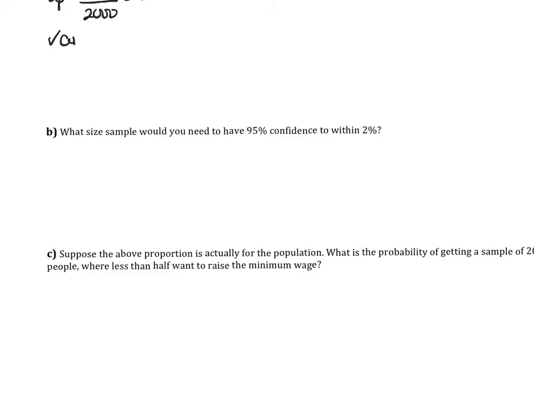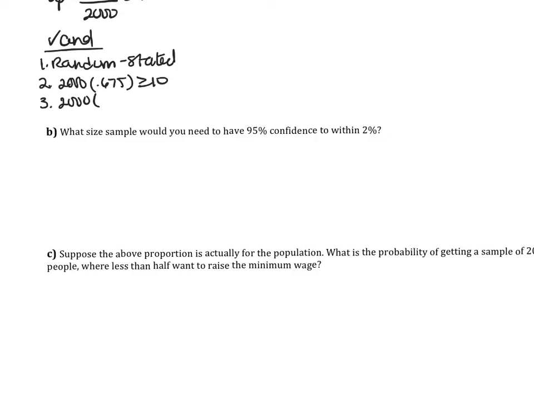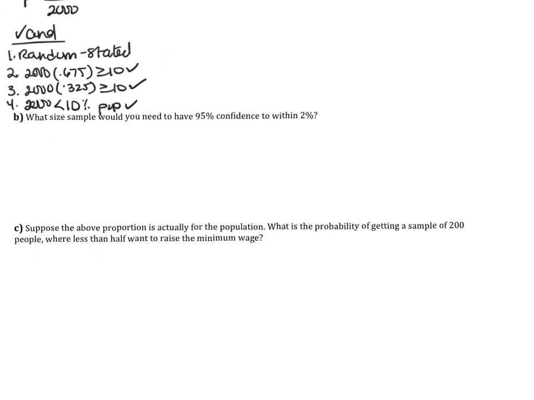Let's check the conditions. Number one, is it random? Yes, it's stated. Number two, n times p is greater than or equal to 10. So 2,000 times 0.675 is greater than or equal to 10. Number three, 2,000 times 1 minus p, which is 0.325, is greater than or equal to 10. Please check that out. And step four, 2,000 is less than 10% of the population. Okay, so we're good.